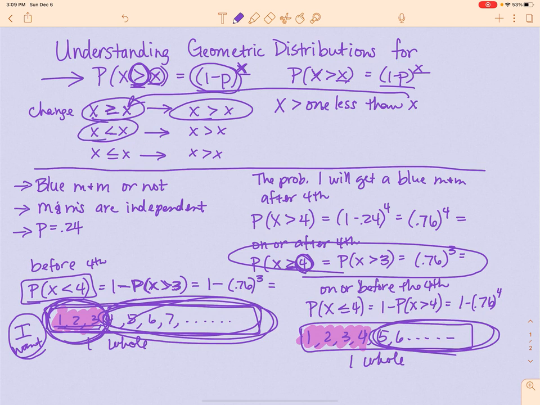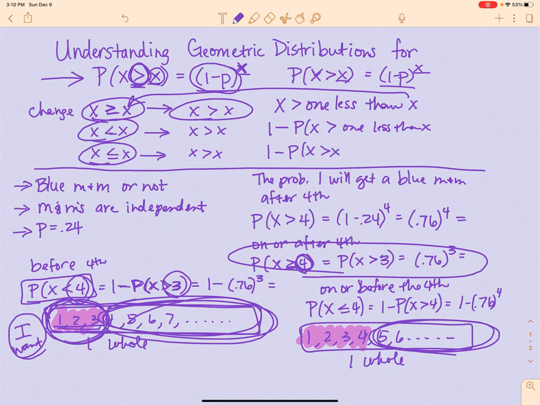When I have less than, I'm going to have to subtract from 1 the probability X is greater than, again, 1 less than X. See, because this 3 is 1 less than 4. If I have less than or equal to, then I'm going to have 1 minus the probability X is greater than X, whatever it is. So here the X stays the same, and in these two cases, it doesn't. Hopefully that helps clear that up a little bit if you are struggling with this concept.